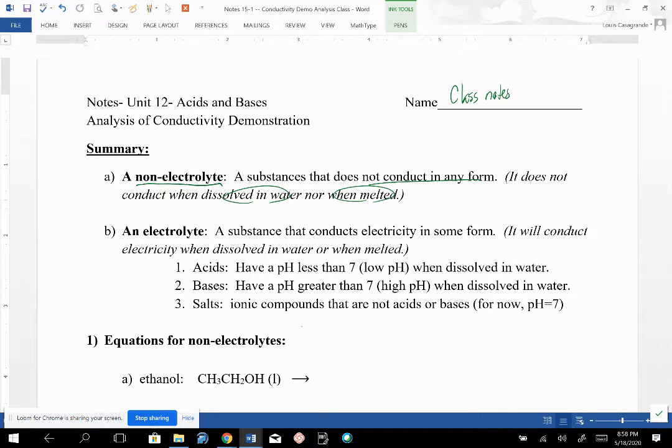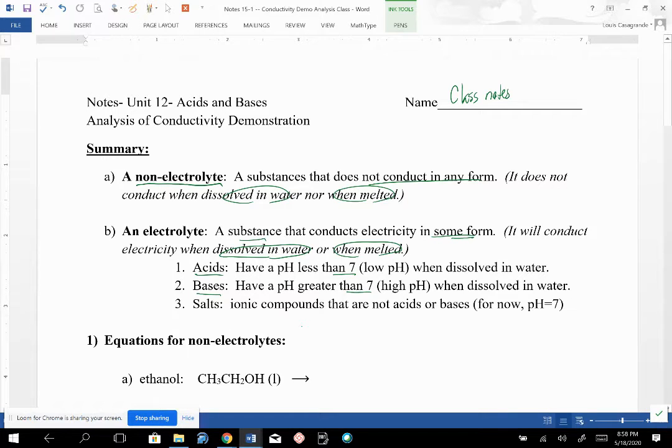Now, we've seen ionic compounds as electrolytes, but they're not the only ones. An electrolyte is going to be any substance that conducts electricity in some form, whether it's aqueous, dissolved in water, or whether it's melted. And there's three classes of compounds that can be electrolytes. Acids are one, and those are going to be compounds with a pH below 7. Bases with a pH greater than 7.